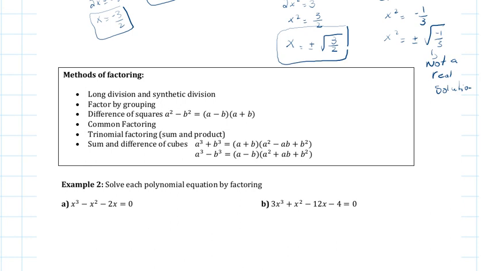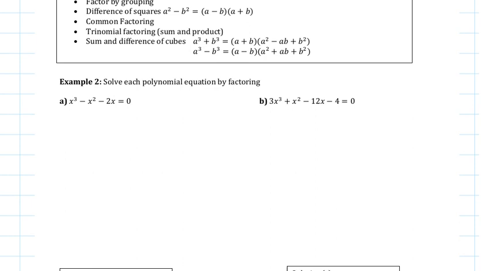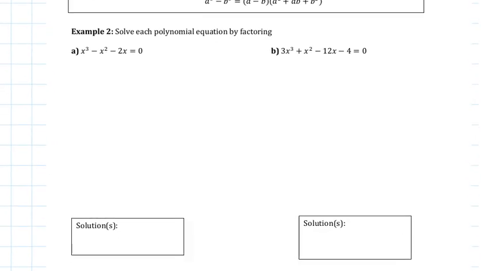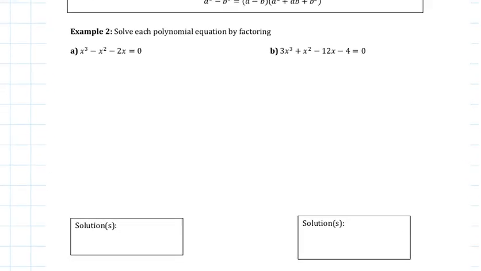So here's the question. Solve each polynomial equation by factoring. I'm going to look at my polynomial. I have x cubed minus x squared minus 2x equals 0. No matter what scenario, you always have to ask yourself the first question, which is, do I have a common factor? That should always be your first question. In this case, I do. I have a common factor of x. If I factor out x, I'll be left with x squared minus x minus 2 equals 0.